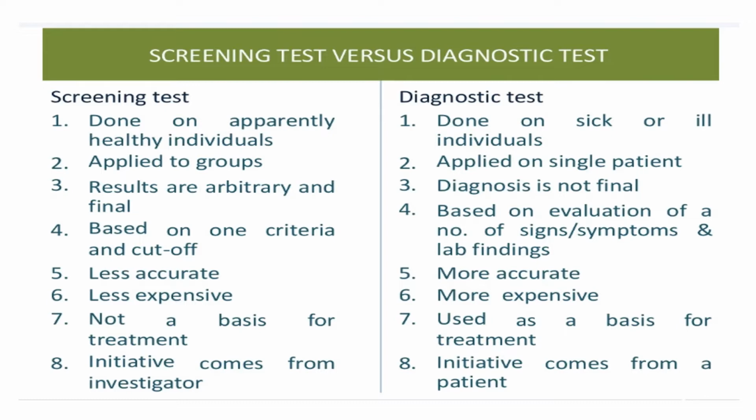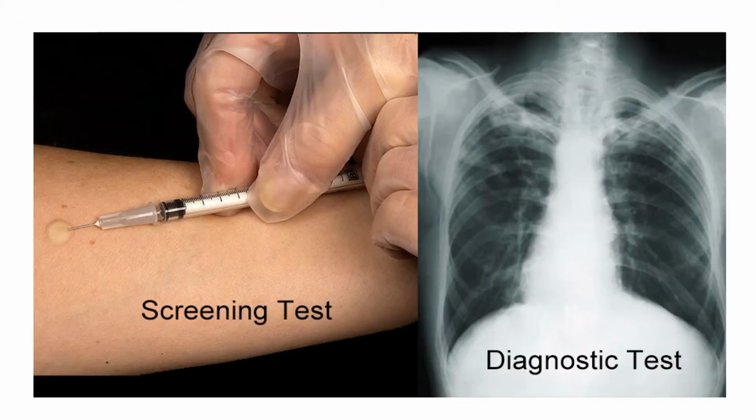And the initiative comes from the investigator. Coming to the diagnostic test, it is more accurate, more expensive, used as a basis for treatment, and the initiative comes from the patient themselves. So if you look at this, both are tests for tuberculosis. One is the Mantoux test on your left, and on the right is the chest X-ray. While chest X-ray is a diagnostic test, Mantoux test is a screening test.